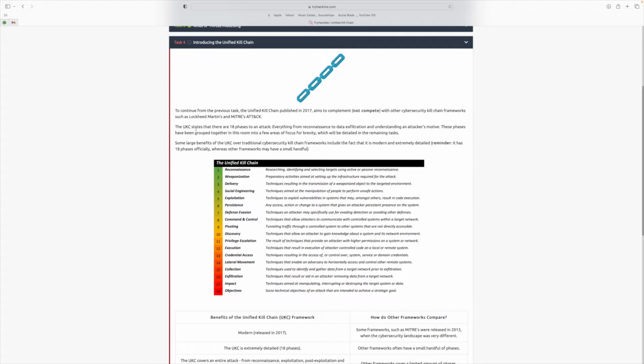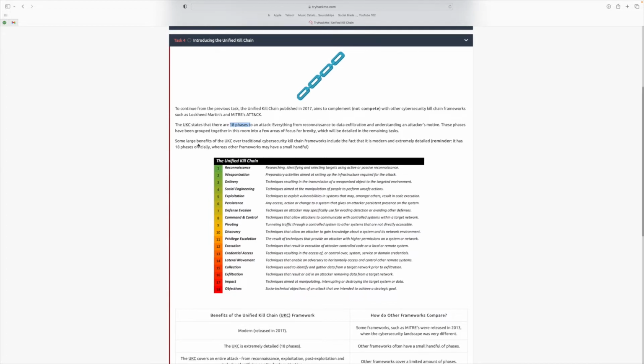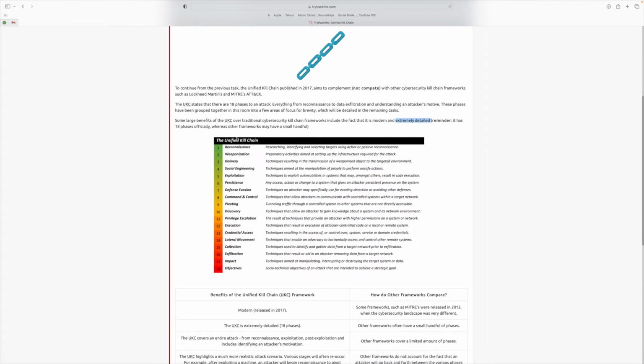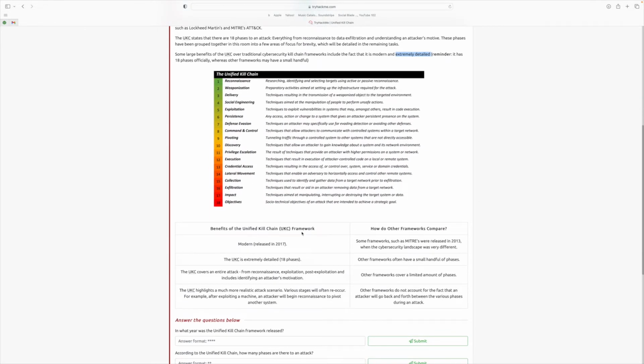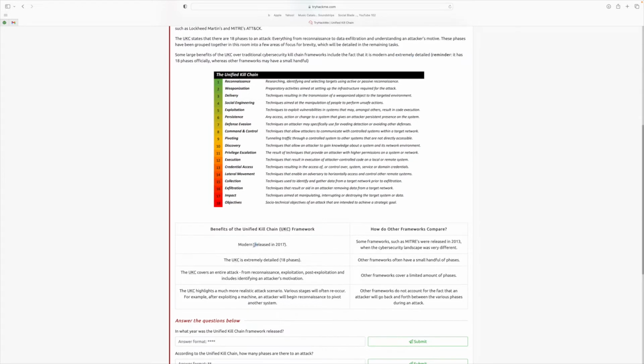The UKC states that there are 18 phases to an attack. Some large benefits of the UKC over traditional cybersecurity kill chain frameworks include the fact that it is modern and extremely detailed. So these are the 18 steps, or the 18 phases, of the framework. The benefit of the UKC compared to other frameworks is that it's newer and more modern. It was released in 2017. The UKC is extremely detailed, with 18 phases.